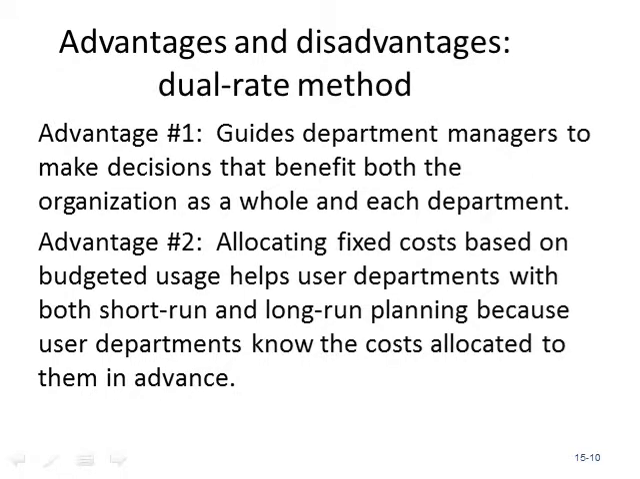If we look at the dual rate method, one advantage is that it guides department managers to make decisions that benefit both the organization as a whole and each department. And a second advantage is that allocating fixed costs based on budgeted usage helps user departments with both short-run and long-run planning, because user departments know the cost allocated to them in advance.